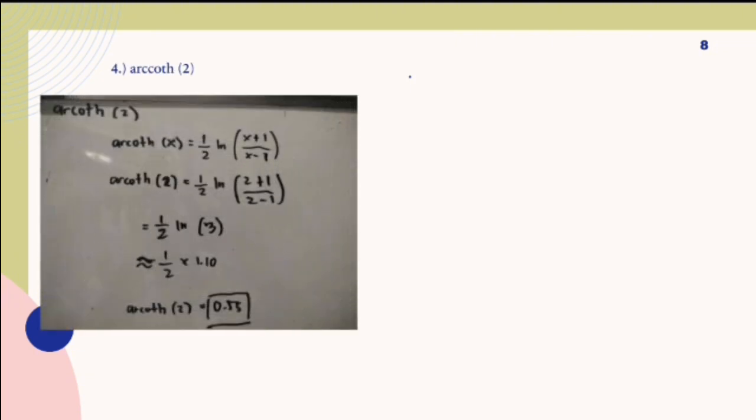The fourth example is arccoth. The given x is 2. Arccoth x equals 1/2 ln((x + 1)/(x - 1)). To substitute, arccoth 2 equals 1/2 ln((2 + 1)/(2 - 1)) equals 1/2 ln 3 equals 1/2 times 1.10. So the final answer is arccoth 2 equals 0.55.